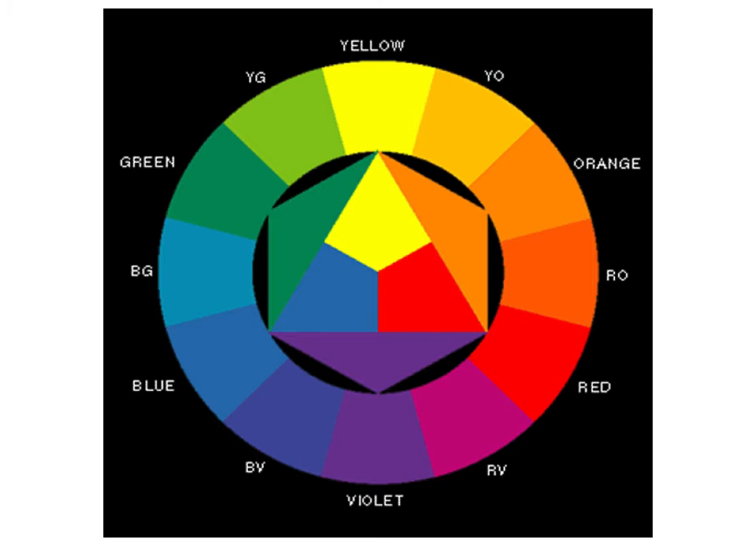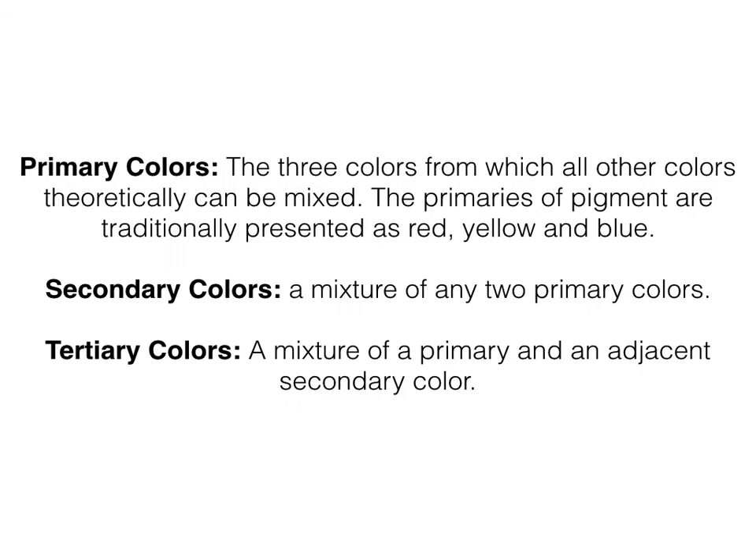All right, secondary colors are a mixture of any two primary colors. So when we look at this color wheel, we can see that when blue and yellow are touching, they make green. Where yellow and red are touching, they make orange. Where blue and red are touching, they make purple. And this is a great breakdown of that. So those are our secondary colors. It's a mixture of any two primary colors.